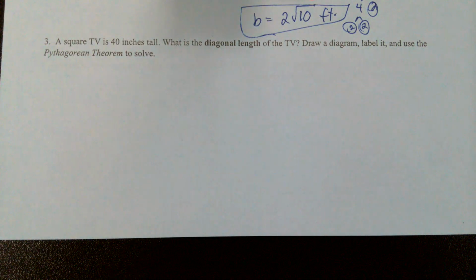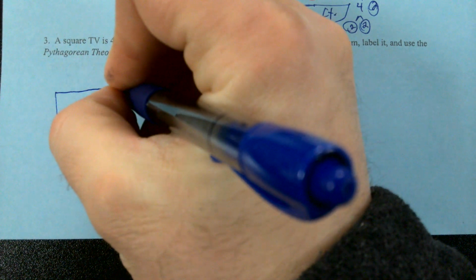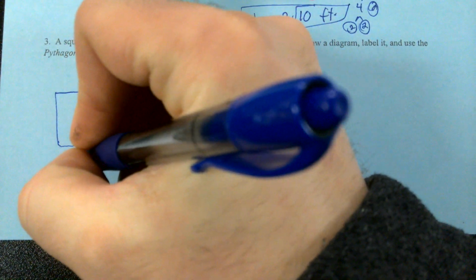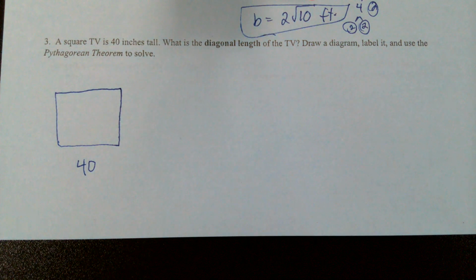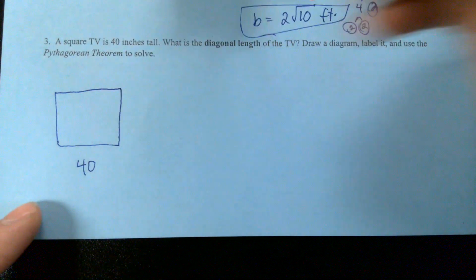All right, we got a square TV here, 40 inches tall. Square TVs aren't really a thing anymore, but back in the day, as you've probably seen pictures of older TVs, like I'm talking way back in the 60s and 70s, TVs were square for the most part. So if you thought that's weird, it's more of an older thing.